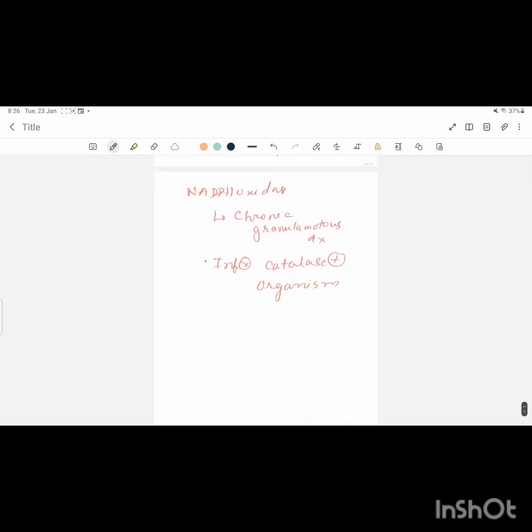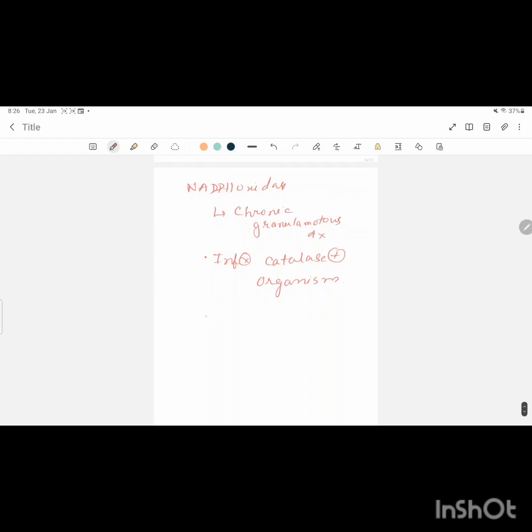And also in chronic granulomatous disease, how do you detect it? You detect it by a test called the NBT test, the nitroblue tetrazolium test. Okay, and also flow cytometry.